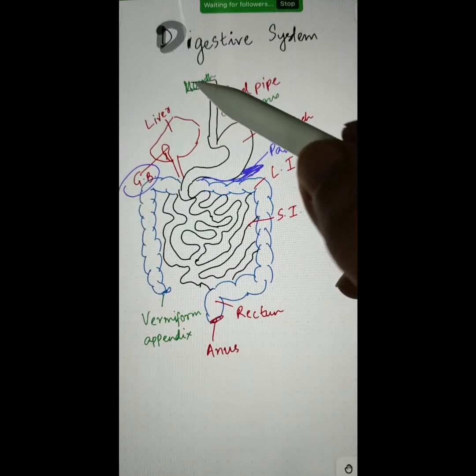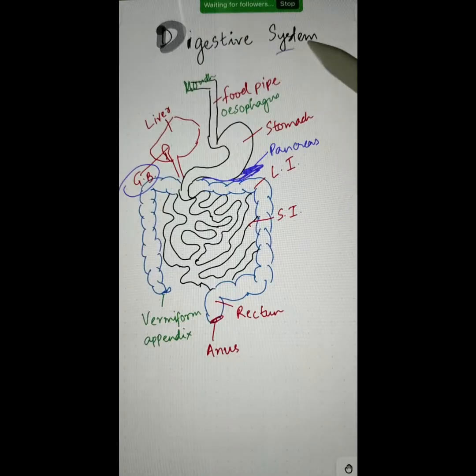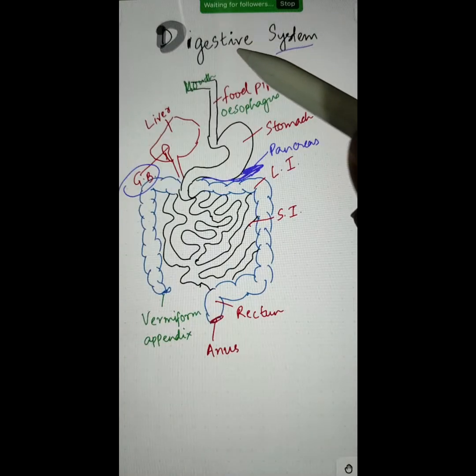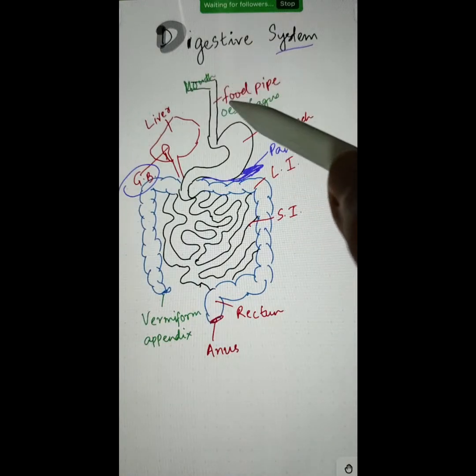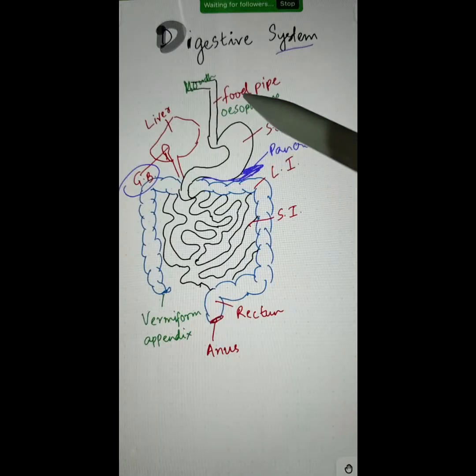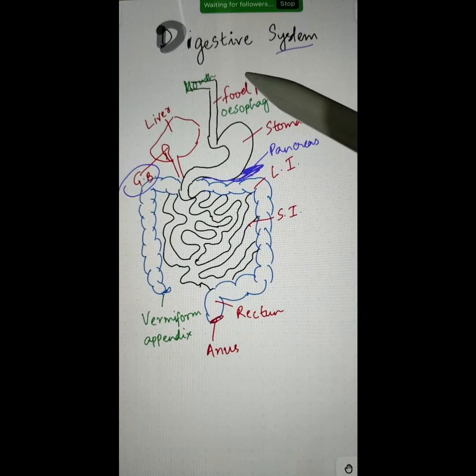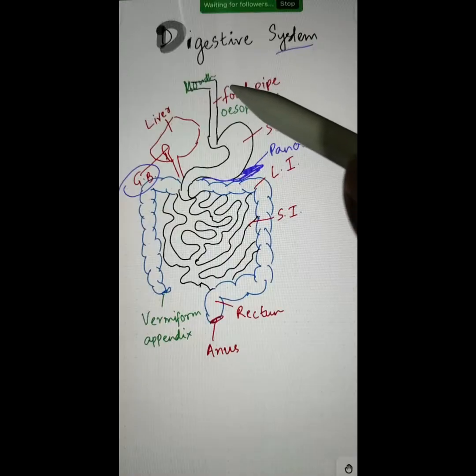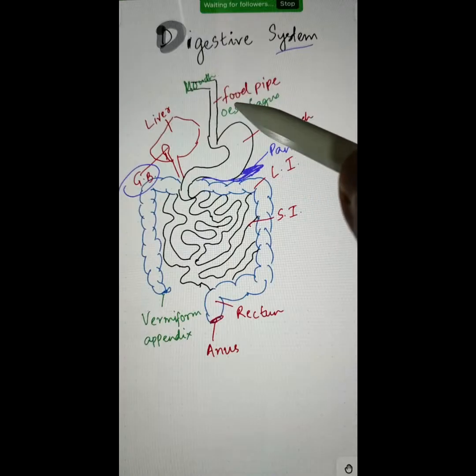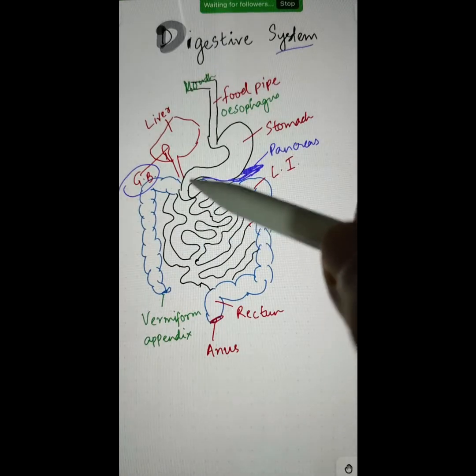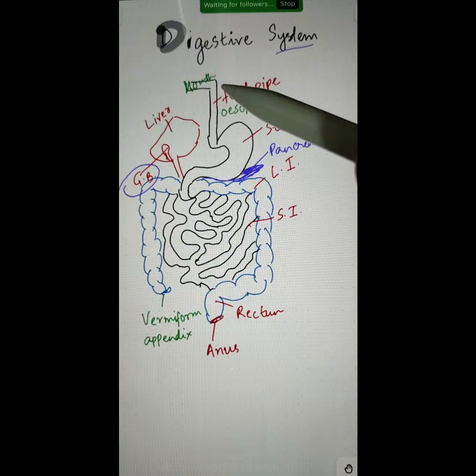So digestive system, as the word system is there, that means we are talking about the organ system. As you know that organ system is made up of organs. So whatever we have marked here in the diagram, these are all the organs of class 10th. I mean, this is in your syllabus only, nothing is extra. So these are the organs of digestive system: mouth, esophagus, stomach, small intestine, large intestine, right?